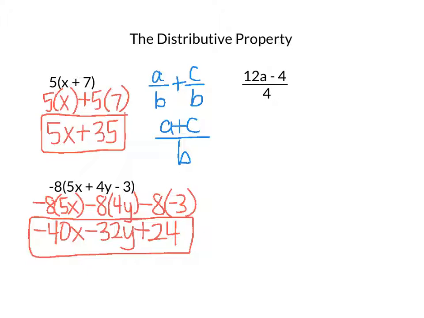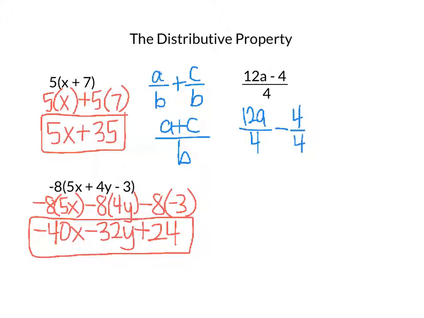And normally we go in this direction. We start here and we end up here. Well, hopefully you can recognize that this right here is equivalent to the a plus c over b. And in order to simplify this, we're going to turn it into 2 separate numerators over 1 denominator. So 12a over 4 minus 4 over 4. Now you can write it like this, and that's fine.